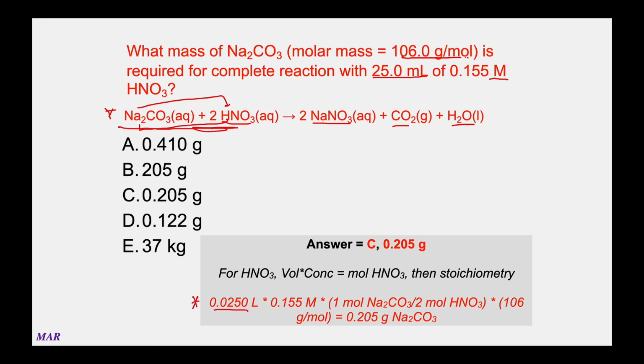So if you've done all this, here's the process itself. I turned the milliliters into liters, multiplied by the molarity of the HNO3. Here's the 1:2 ratio we talked about, and again, that came straight from the balanced equation, no magic. Then we multiplied by the molar mass of the Na2CO3, and of course that came out to be answer C. So if we put 0.205 grams of sodium carbonate in with that much nitric acid, we should have neutralized all of it. You'll end up with CO2, water, and sodium nitrate.